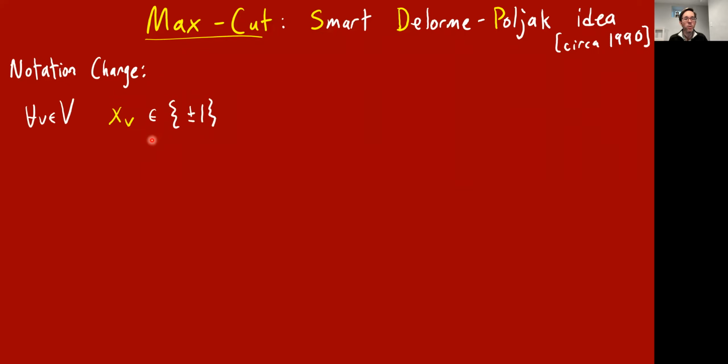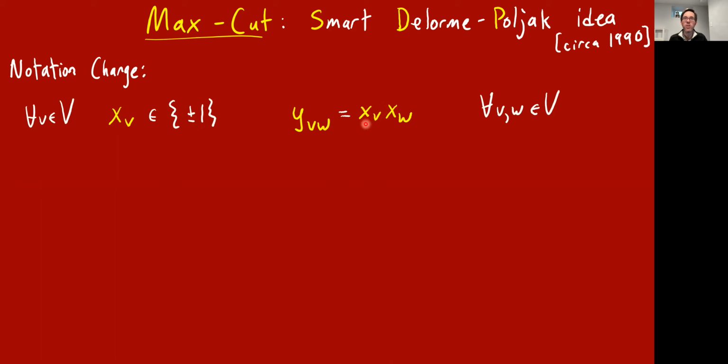Instead of using 0 and 1 for the xv's, we're going to use plus or minus 1. So now switch in your mind xv to be plus or minus 1. And now also switch in your mind yvw should also be plus or minus 1, and it should try to be the product of xv times xw. Notice that means yvw is supposed to be plus 1 if xv and xw are the same, because plus 1 times plus 1 is 1, and minus 1 times minus 1 is 1. And yvw should be negative 1 when xv and xw are different plus or minus 1 values. So again, it's just changing notation.